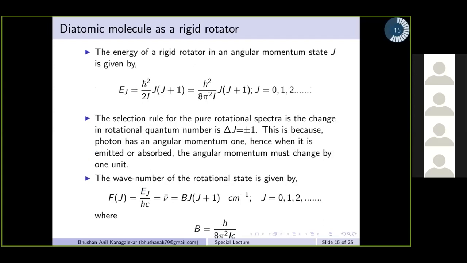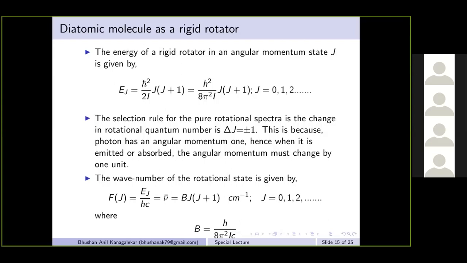So I'll come to the explanation of the rotational spectra. The energy E_J of the rotational state with the angular momentum J is equal to h cross square by 2I into J(J+1), where I is the moment of inertia. So that is equal to h square by 8 pi square I into J(J+1). J is 0, 1, 2, so there will be rotational states. The selection rule for the rotational transition is delta J is equal to plus or minus 1, because the photon has the angular momentum 1.